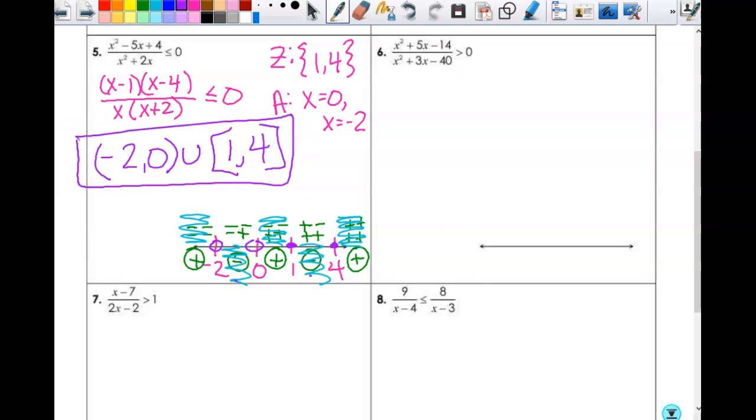What questions do you have? Anything? It's totally not a y. It's just the intervals. That's just it. Yeah. You just write it in interval notation. Yes. All right. Let's look at number 8.